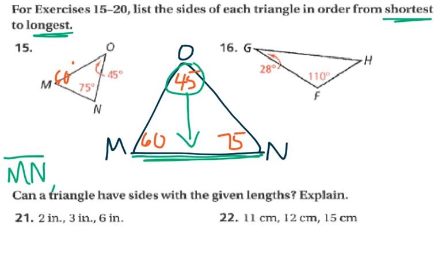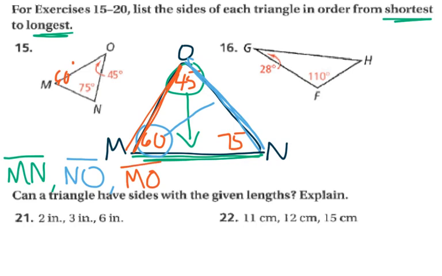I put my comma, and I go to the next one. The next side is 60. That would be the next shortest side. And I circle it, and I go straight across, and that would be ON or NO. It doesn't matter which one you choose. I'm going to go with NO. Put my bar over it. And then the last one, of course, would be MO or ON. It doesn't matter. I'm going to go with MO. And then I'm done. I have now listed the sides from shortest to longest.